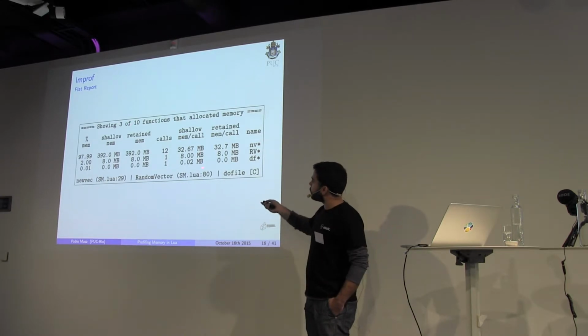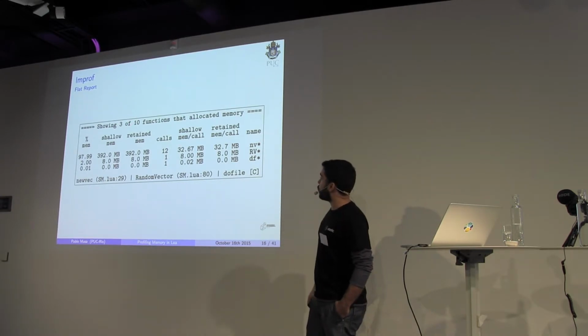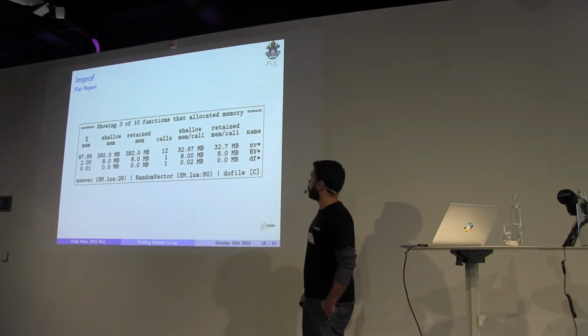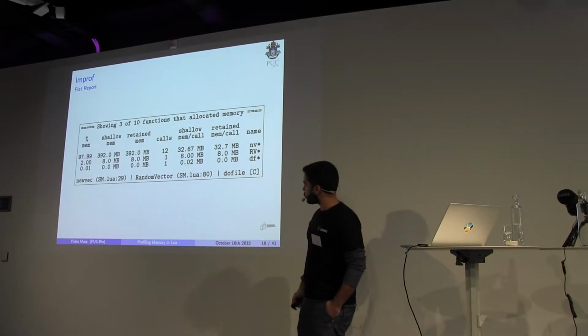The number of calls comes from gprof too. As for the memory by call, I don't think this is very useful at all, so I'm considering removing it.